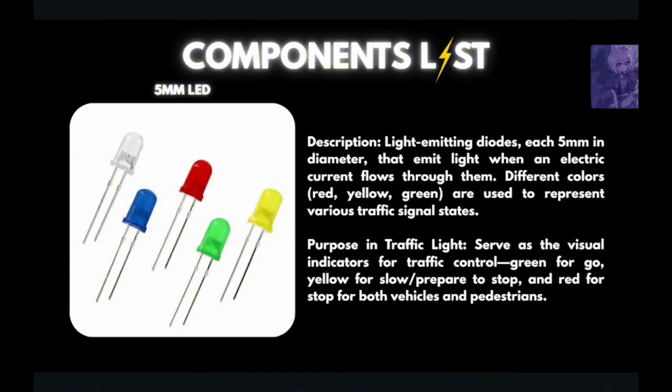Our next component is a 5mm LED. These are light-emitting diodes, each 5mm in diameter, that emit light when an electric current flows through them. They come in different colors: red, yellow, green, blue, you name it. They're used to represent various traffic signal states. For this one, it also serves as the visual indicators for traffic control. Green is for go, yellow is for slow, prepare to stop, and red is for stop for both vehicles and pedestrians.